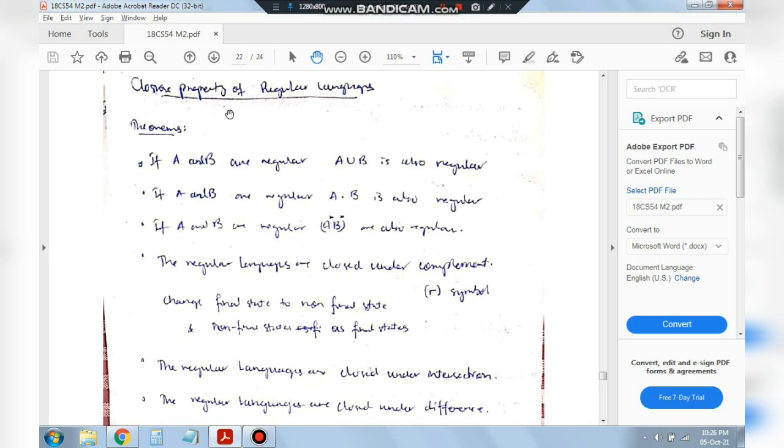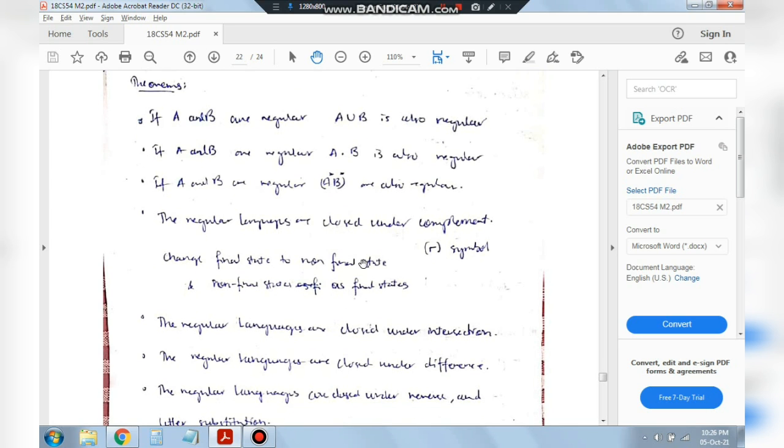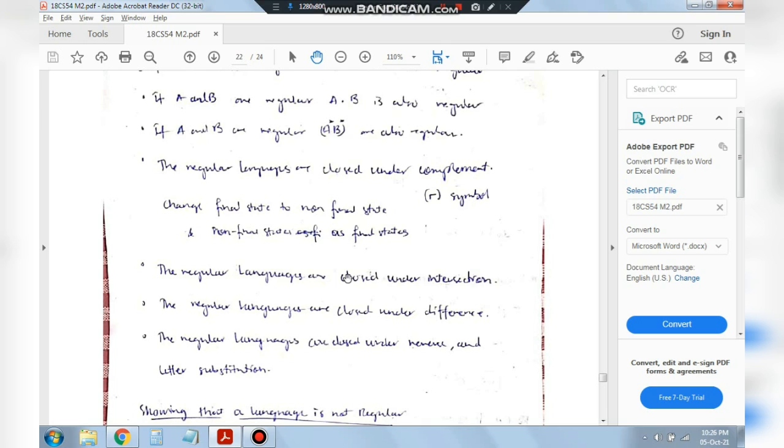Then we have the closure property, which is the same as we discussed before. If A and B are regular, A union B is also regular. They are closed under concatenation and complement, and also under intersection, difference, reverse, and letter substitution. So this is the same thing as we learned in the previous topic.